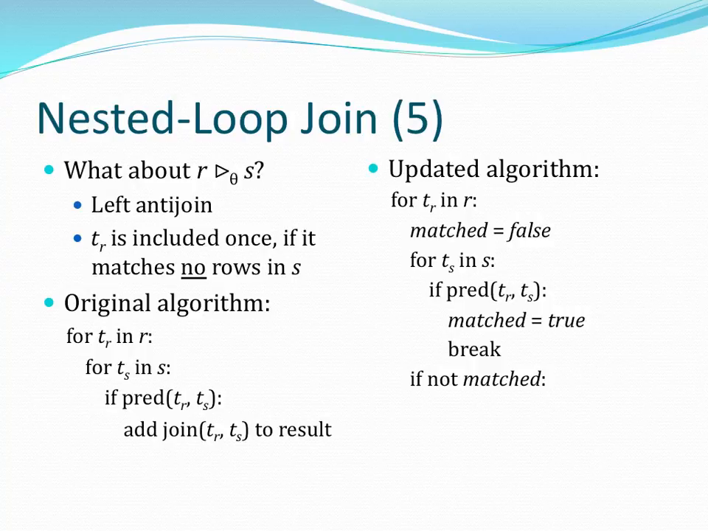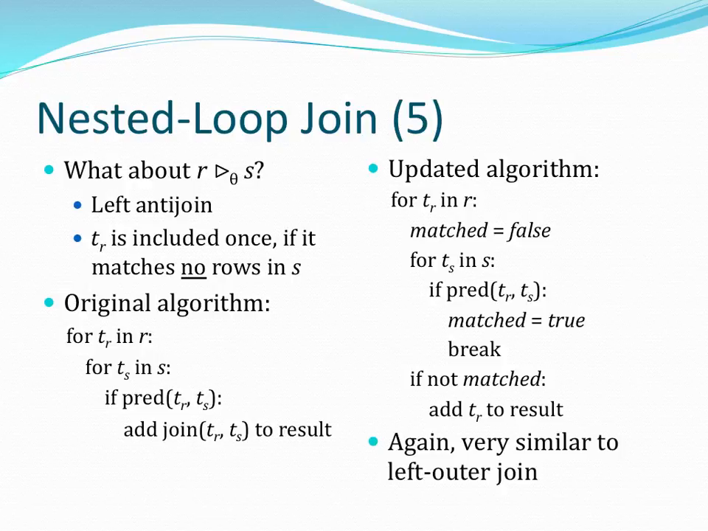Okay, let me see what I have here. So T sub R and matches is false. This is just accommodating for the fact that we don't have a break or a continue that you can put a label on. So if I find a tuple in S that matches, I record that it matched, and I break out of the inner loop because I don't care anymore. I'm done with T sub R. And then I say if it's not matched, then I add T sub R to result. And I go on. Did I get that right? I'm honestly asking. I'm not asking because there's a bug in there. I mean, there may be, but I don't know.